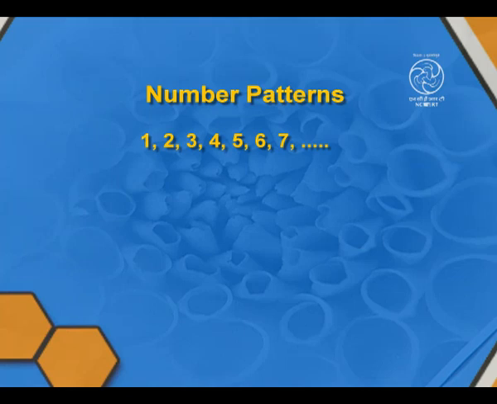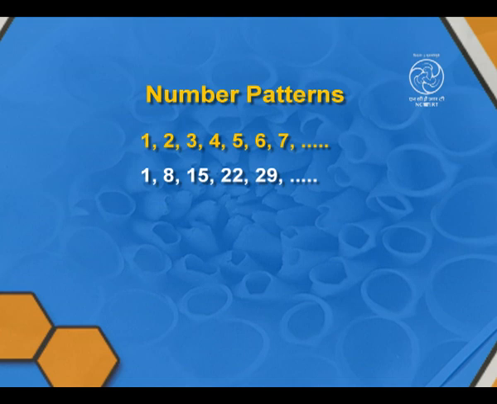Here we have 1, 2, 3, 4, 5, 6, 7 and so on. Here it started from 1 and increased by 1 each time. The difference between each of the terms is 1. So we know that it is the pattern of natural numbers. Now we go for the second pattern.